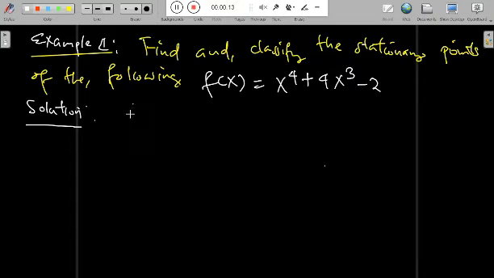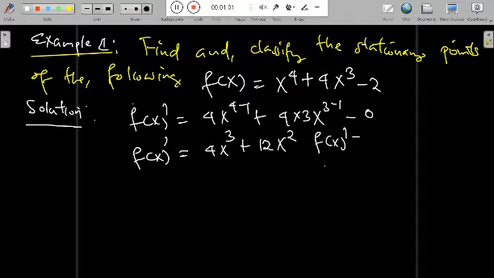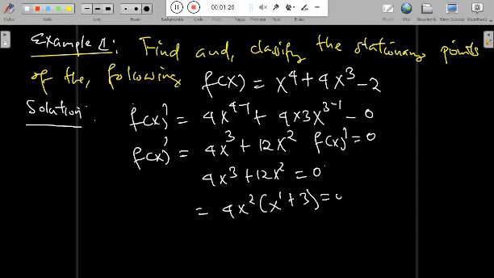Let's look at an example. Find and classify the stationary points of the following function: f(x) = x^4 + 4x^3 - 2. Solution. We first apply the first order derivative of the function. So the first derivative is given by f'(x) = 4x^3 + 12x^2.